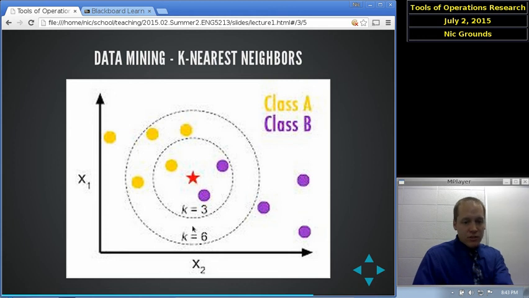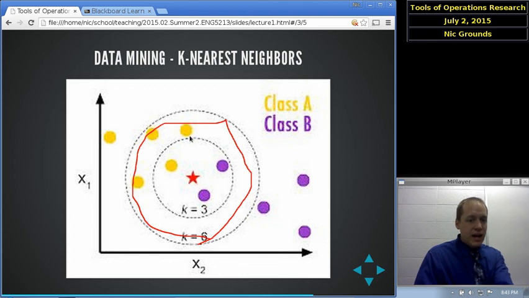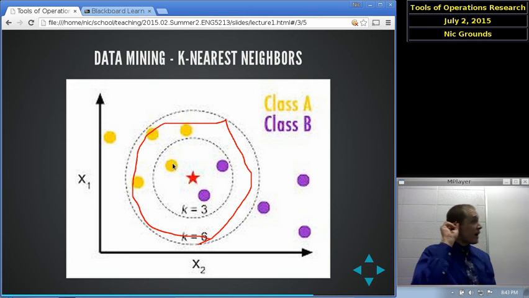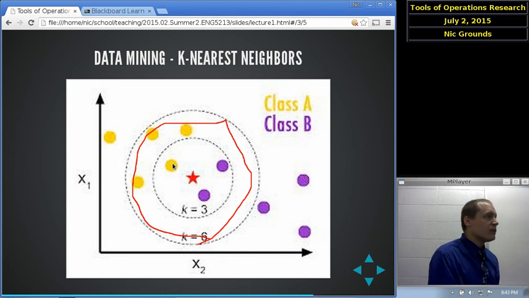However, if I happen to pick K of 6, I would end up with a circle radius right out there, and of those 6 neighbors, 4 are yellow, 2 are purple. So in that case, I might predict that the star record should be yellow, because out of its 6 most similar records, more of them are yellow than not. Okay. Does that make sense? Visually, that's all K nearest neighbors is doing.